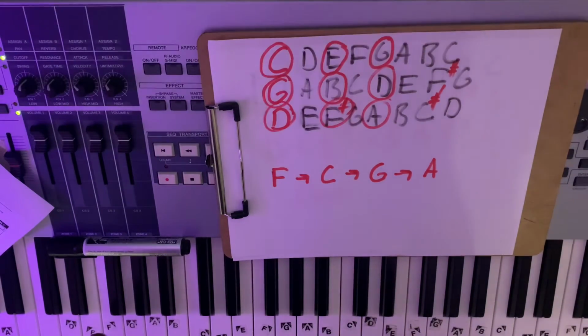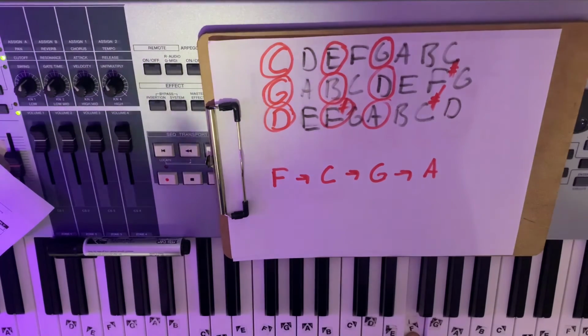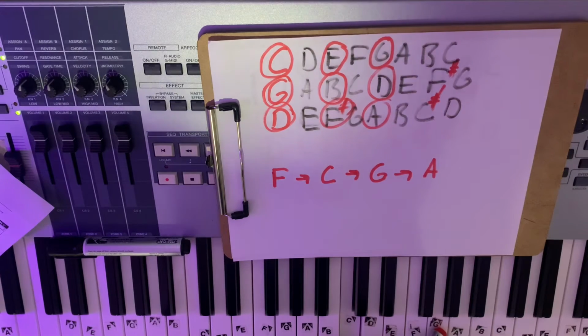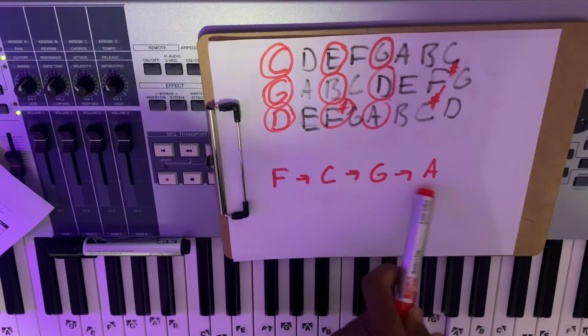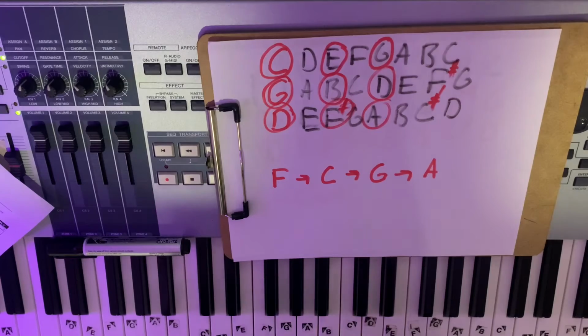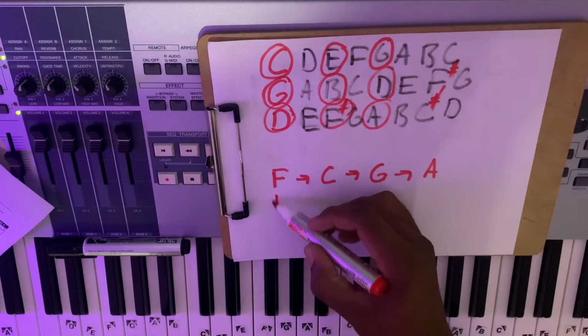So if I start on this F, then the closest C is to the left. Now, you could use this low G if you wanted to, since it is closer. I like to use this one, so I'll go to G. And the next one is A, right next door neighbor. And you want to hold these down for 4 counts each.